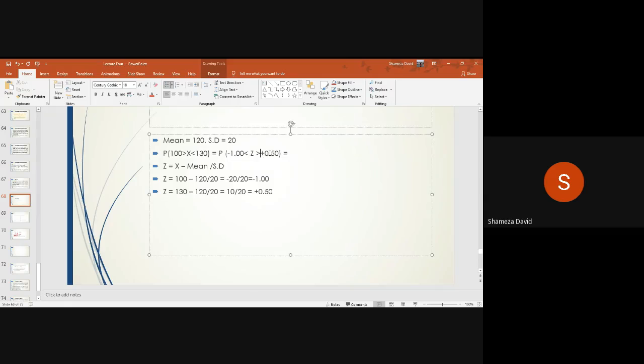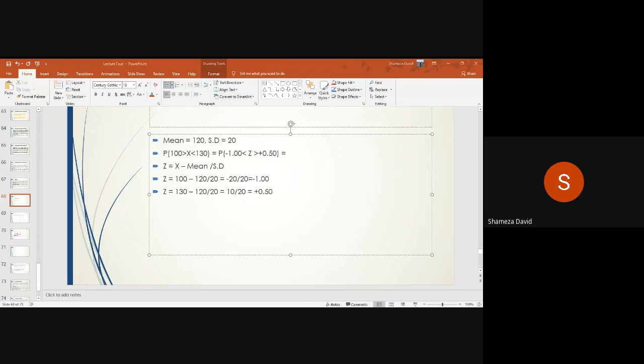And so when you're looking for an area under the curve, this is another rule to make note of. When you're looking for an area under the curve between a negative Z value and a positive Z value, you have to add the two values that you get from the table, because you're going to have to find a probability value for the negative 1, and you're going to have to find another probability value for the positive 0.5. And so you will have to then add those two values.